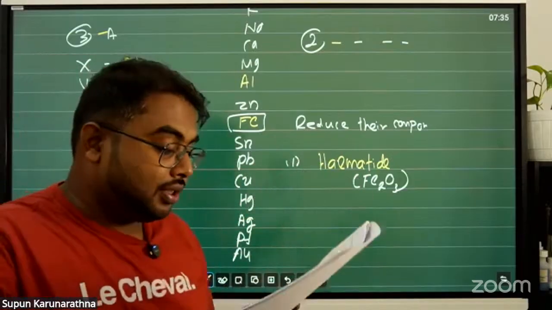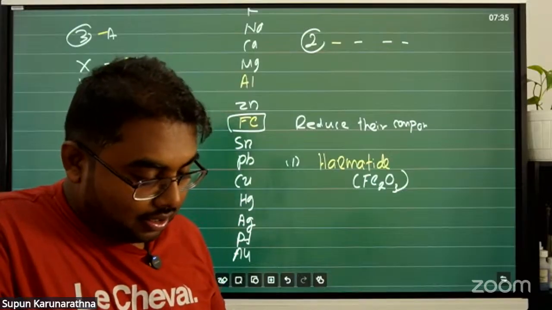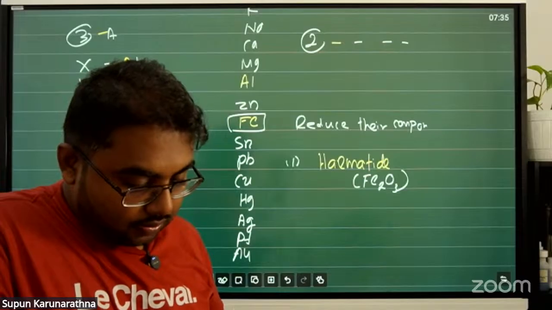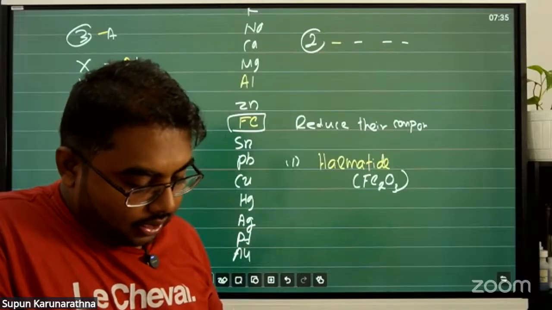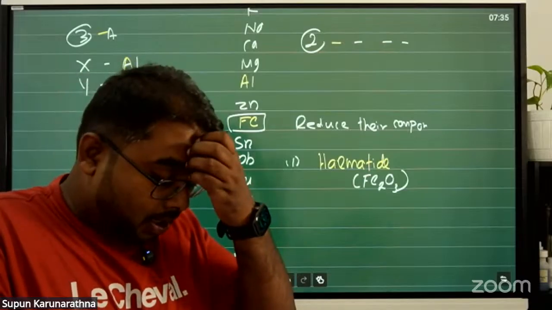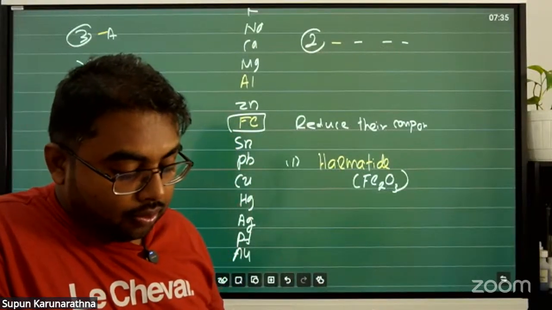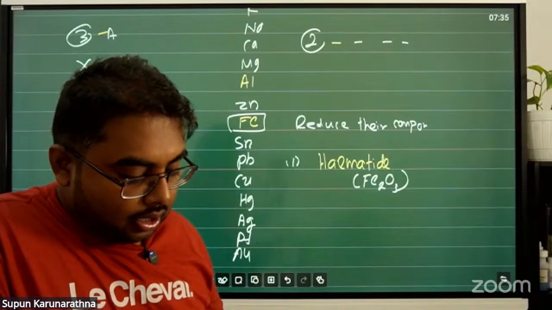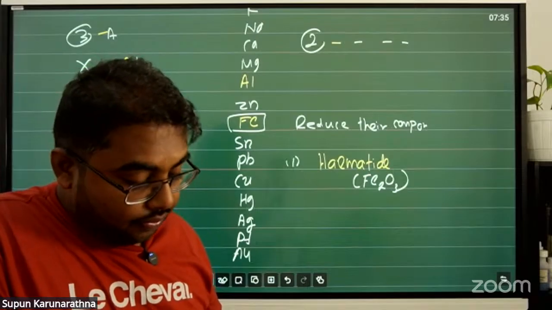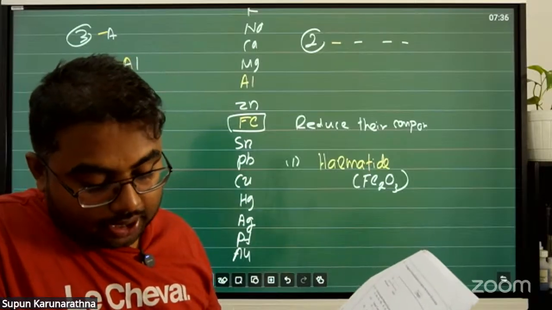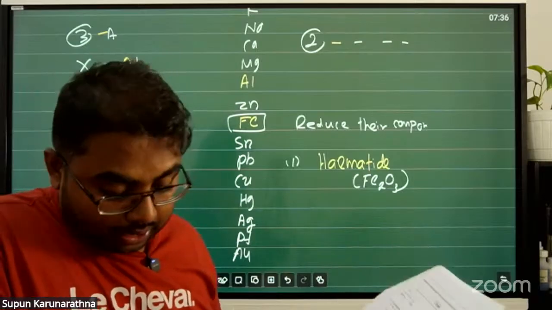Can you read the question? Special type of clean used to extraction. What is this clean? We call it the blast furnace. Which chemical compound Y should be added to the clean for extracting Y?